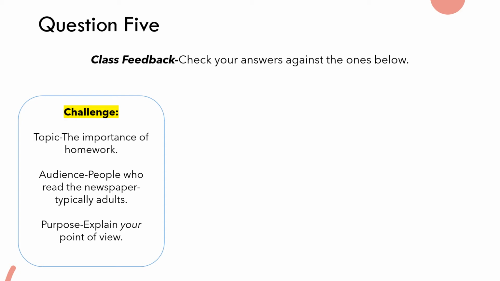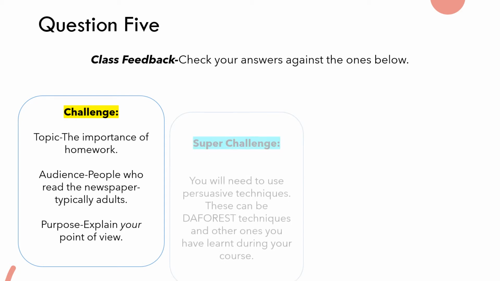The audience, so who are we aiming the writing at? These will be people who typically read a newspaper, and generally that tends to be older people, so adults. And the purpose. The purpose says to explain your point of view. So a lot of the time with these questions, you might agree partially, you might completely agree 100%. It's entirely up to you. It's about expressing your own view and your own opinion.